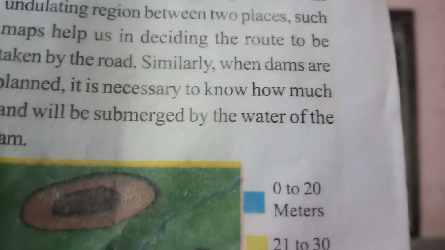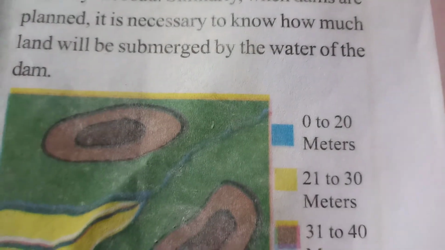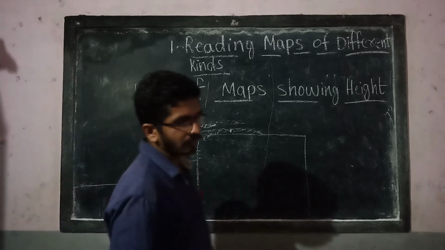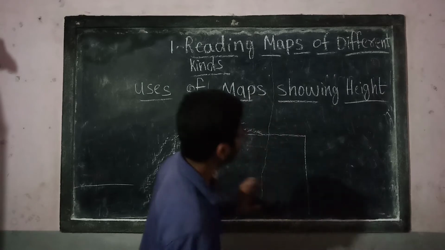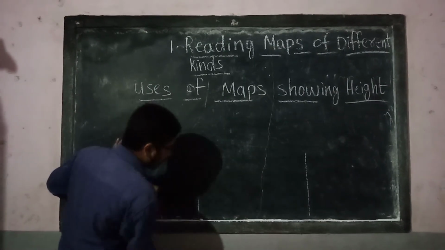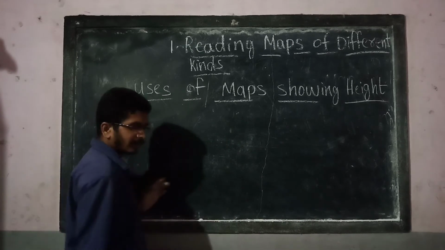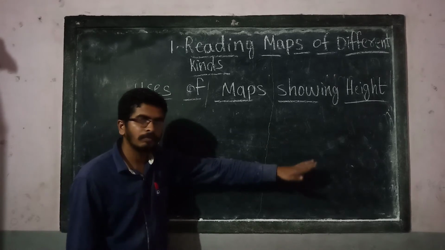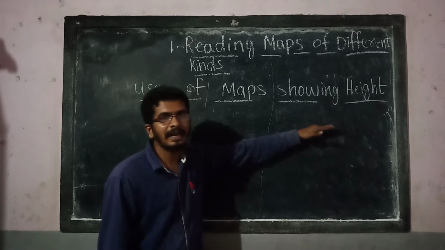Here the sea level changes again. The hills and plateau region, for example, you can see when dams are planned, it is necessary to know how much land will be submerged by the water. So when we are constructing a dam, the engineers will plan obviously. First of all, whenever the dam is going to be constructed, they will plan at what meters we are constructing the dam.